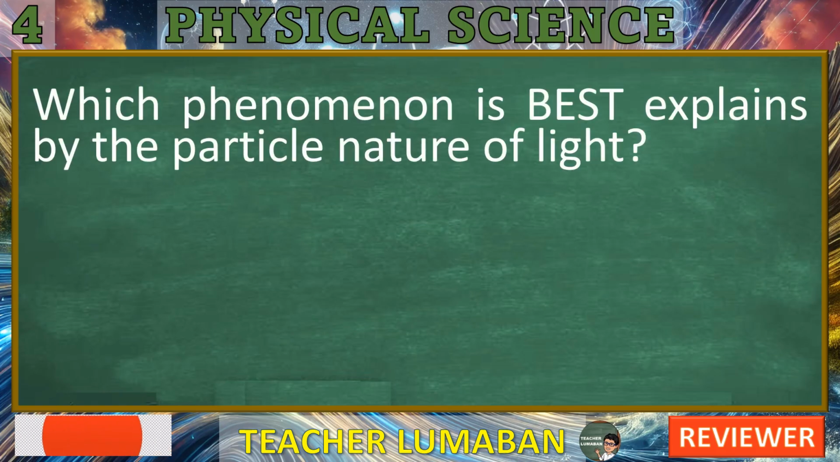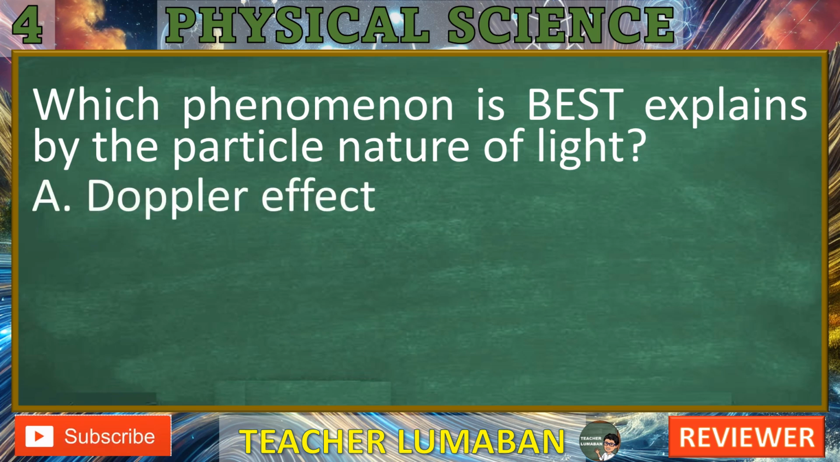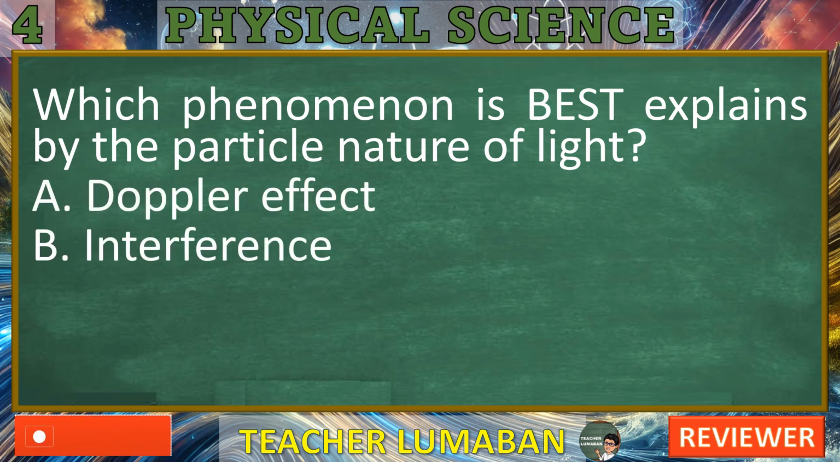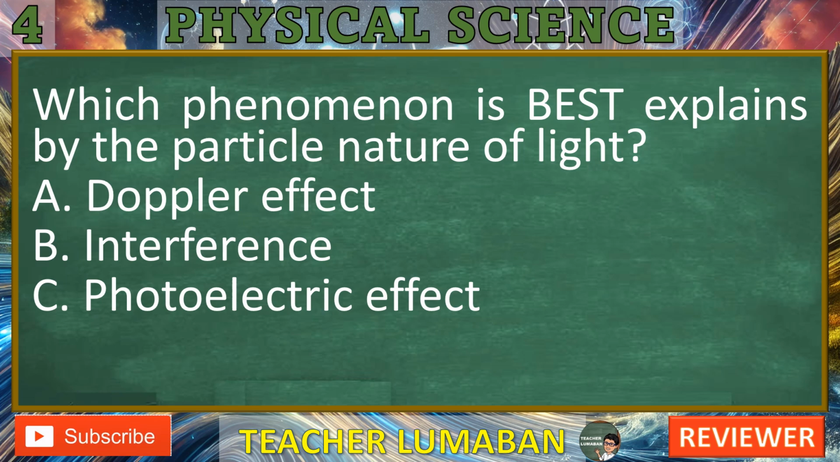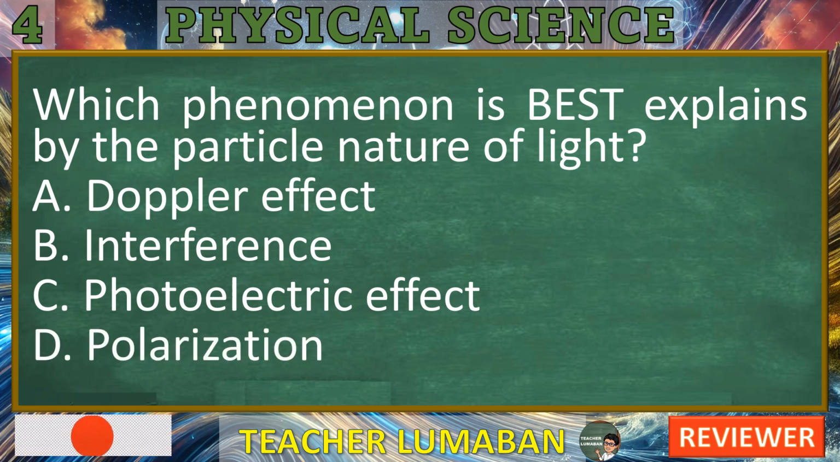Which phenomenon is best explained by the particle nature of light? A. Doppler effect. B. Interference. C. Photoelectric effect. D. Polarization.